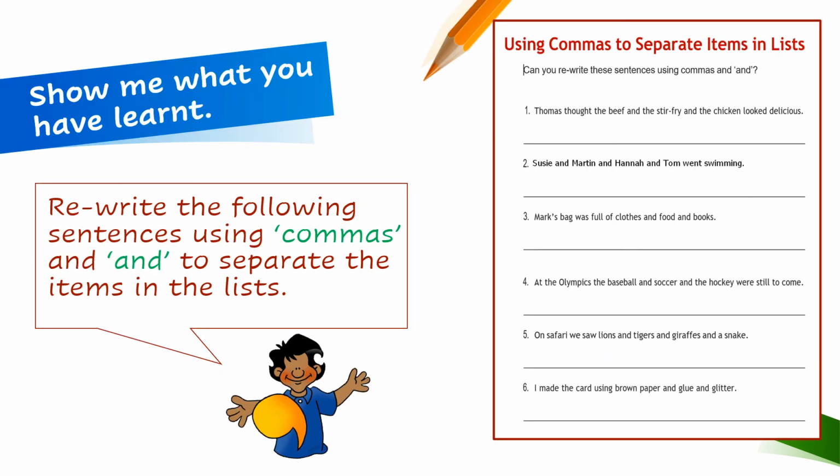Now it's your turn to show me what you've learnt this lesson. In your folder, you'll find a copy of this worksheet. What I'd like you to do is rewrite each of these following sentences, putting in the missing commas and the word and to separate the items on the list. Now you can print off this sheet and write your answers directly onto it, or just copy the sentences onto a piece of paper.